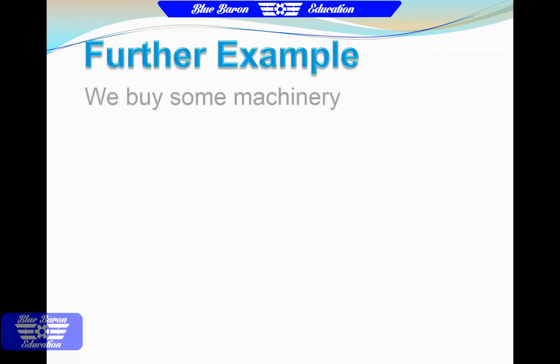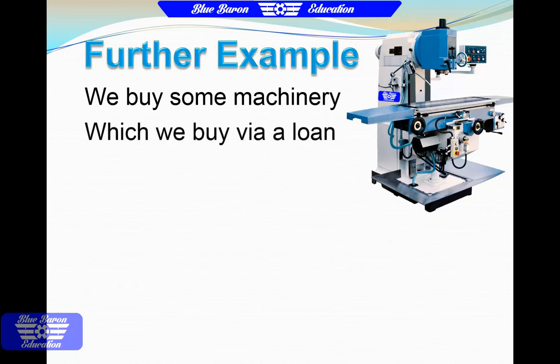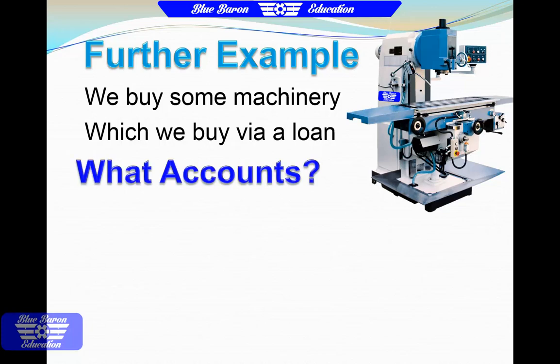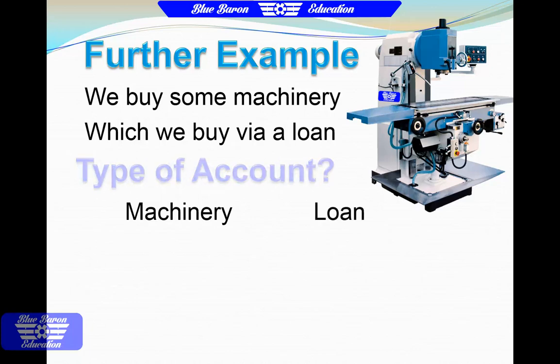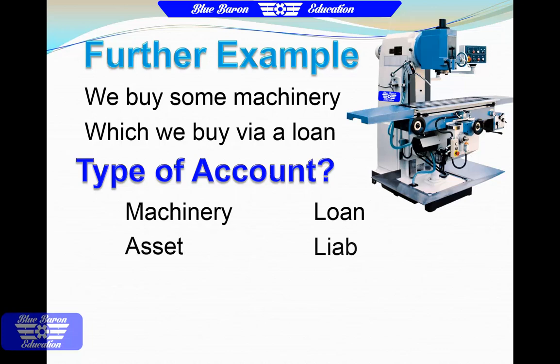Let's have a look at another example. Here we're going to buy some machinery which we're going to pay for via taking out a loan. So our first question, what accounts are being affected here? Obviously, one is going to be machinery, the other one is going to be loan. What type of accounts are these? Our machinery is an asset, our loan is a liability.